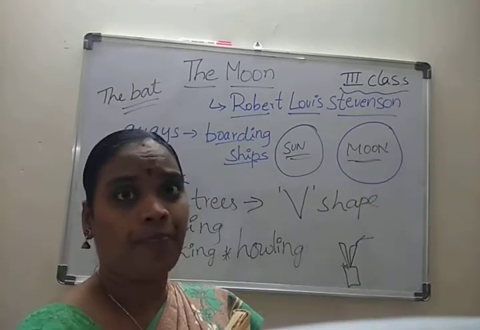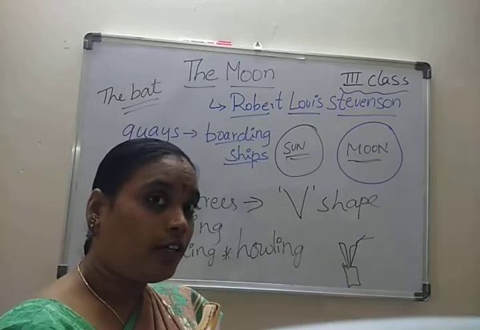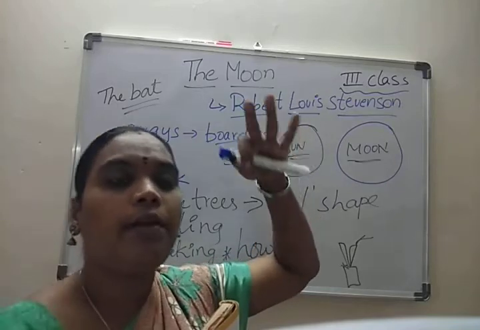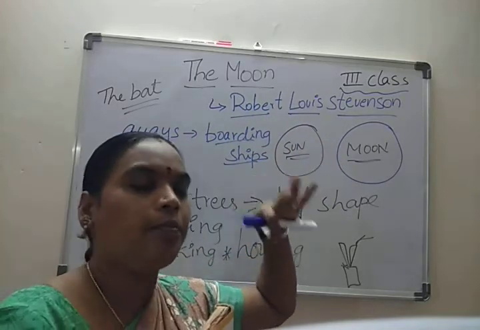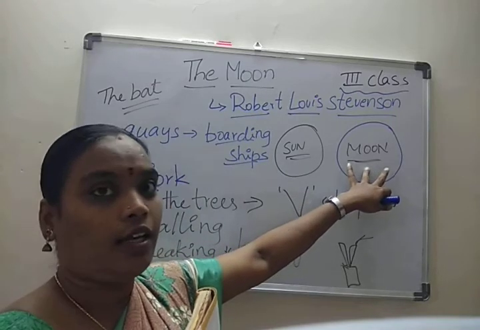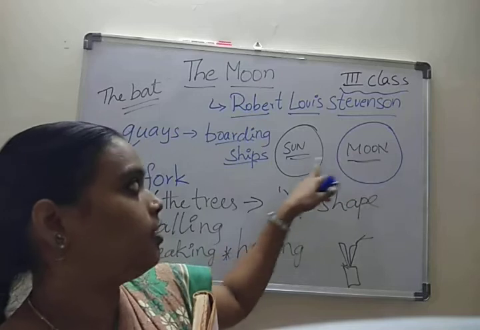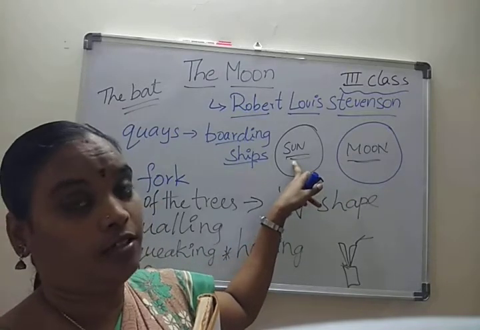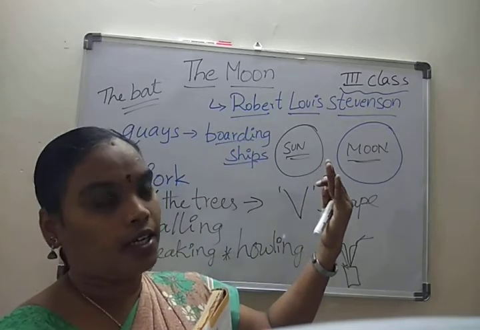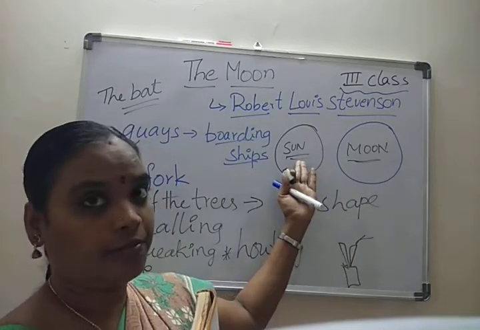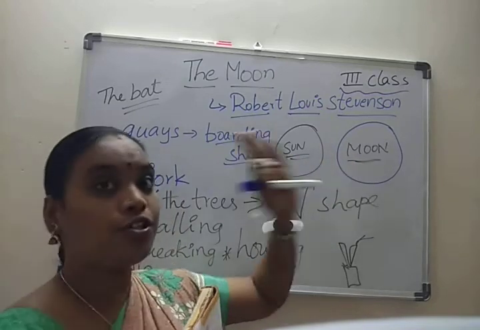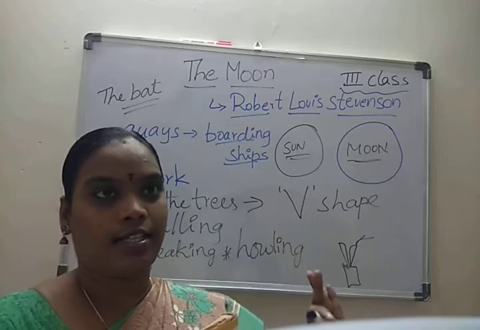Moon, when will it come? Night time. So the moon will give a pleasant light to sleep. The light is cool, and it is white in color. The sun is red and yellow in color. Sometimes whenever it rises up, it is red in color. So the sun and moon are the two stars in our galaxy.